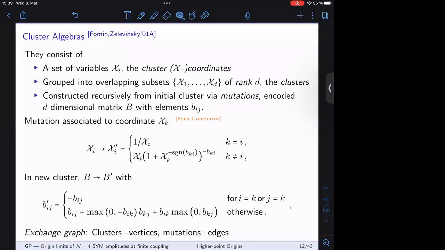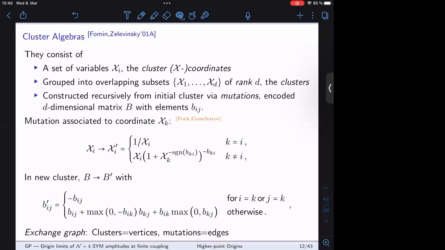This chess rule is encoded in a matrix B that has these elements Bij. Its precise form isn't that important. The important thing is that if you do the mutation associated to variable xk, one of them from one to d, the kth one, then you just invert this particular kth variable, and you do a rational transformation on the rest. This gives you all the new variables in the new cluster. One can also transform this matrix in a particular way, which is not that important.